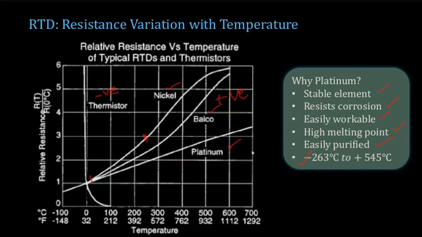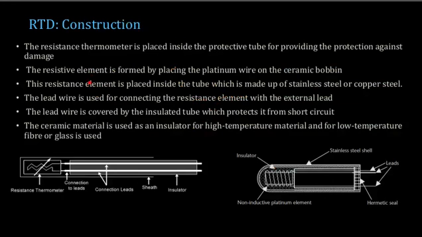This RTD is also known as a resistance thermometer. The wires are taken and placed inside a protective tube to provide protection against damage. So this is the protective tube that you have. You'll be placing this resistive element within this tube, and this resistive element is formed by placing platinum wire on a ceramic bobbin.